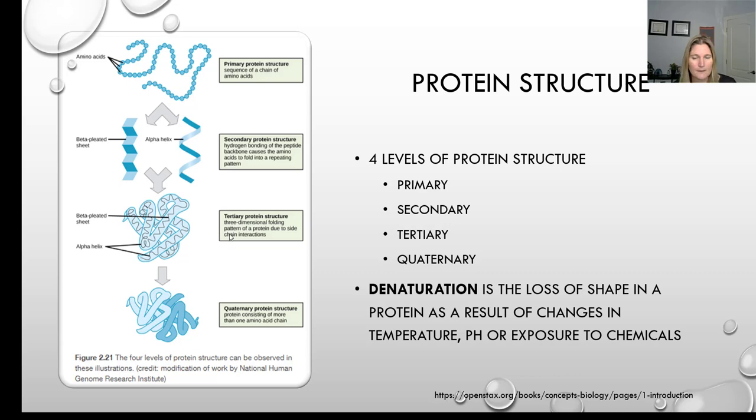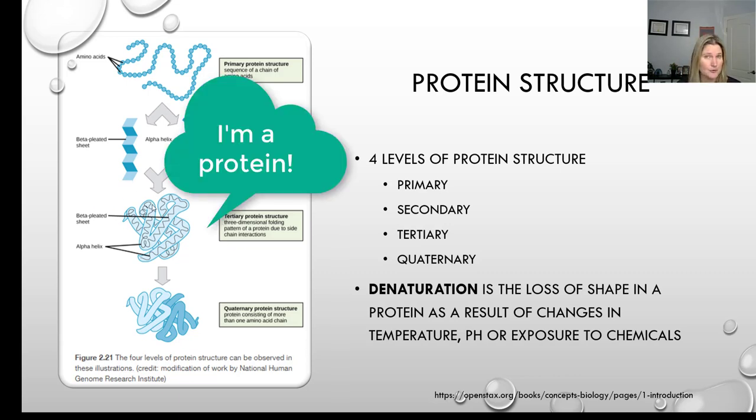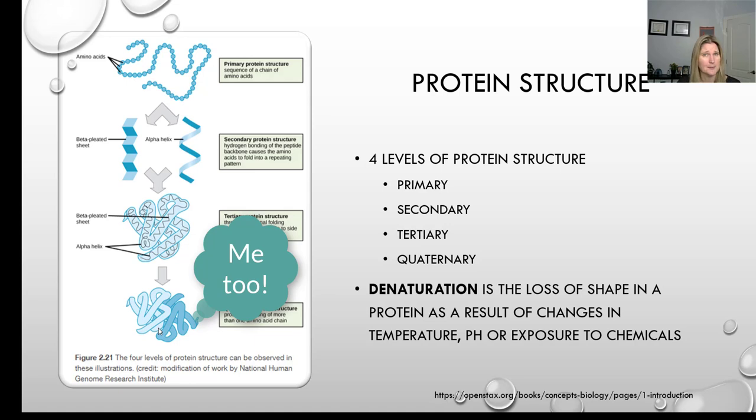So again, the name protein could designate the tertiary structure, or it could be the quaternary structure, depending on how many polypeptide chains there are. Okay, so now we have a fully functioning protein, whether at this level or at this level.